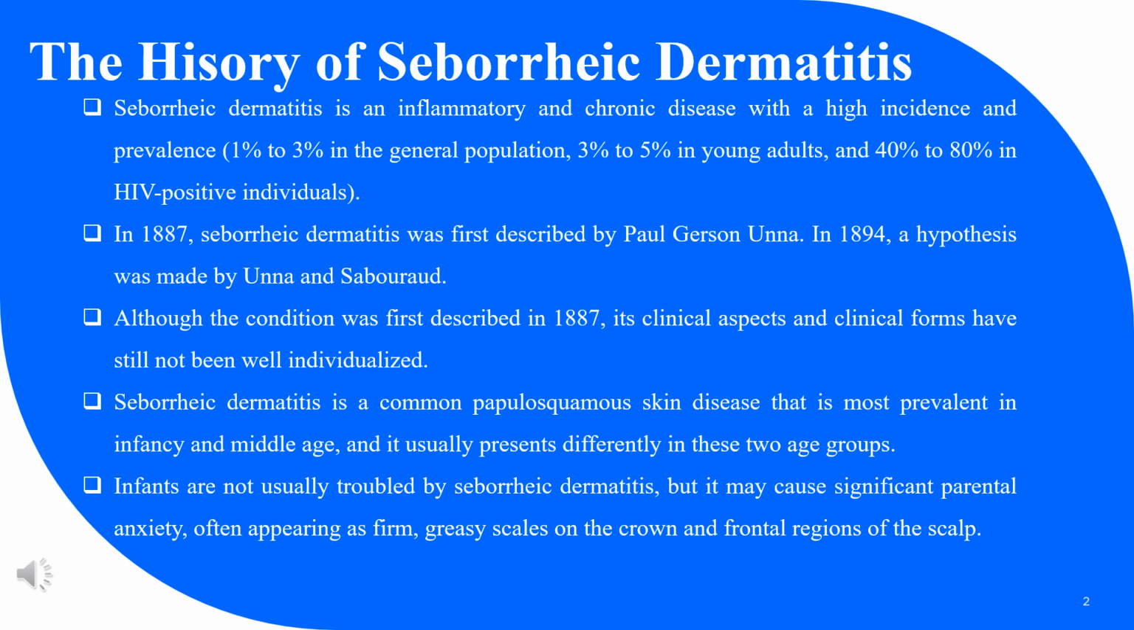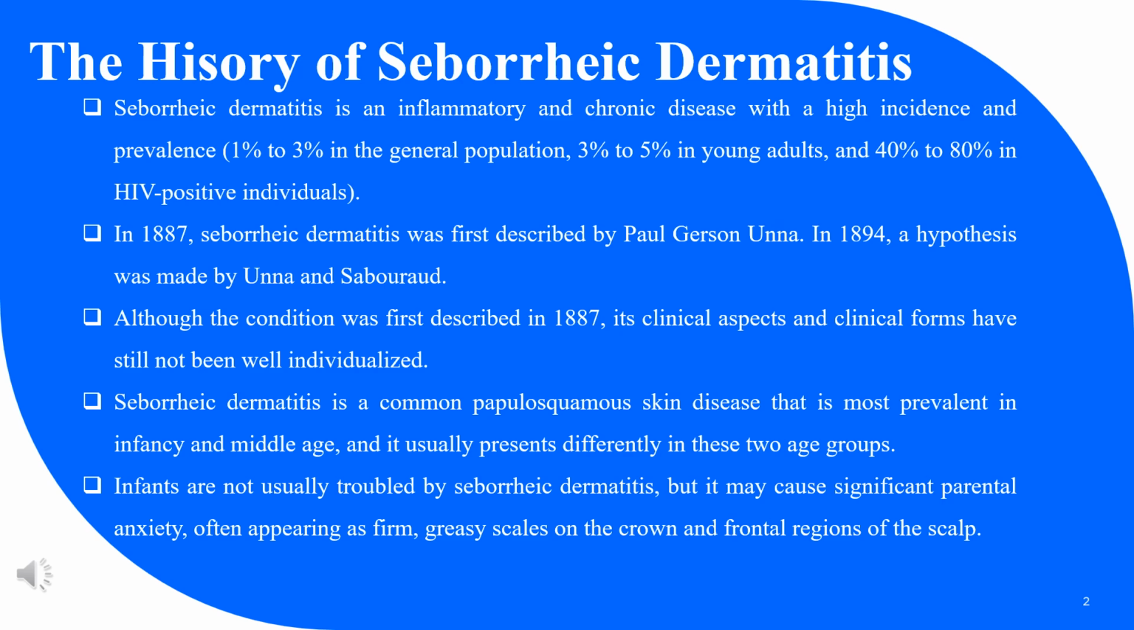Seborrheic dermatitis appears in areas rich in sebaceous glands, particularly the scalp, face, and body folds. Infants are not usually troubled by seborrheic dermatitis, but it may cause significant parental anxiety, often appearing as firm, greasy scales on the crown and frontal regions of the scalp. It occurs in the first 3 months of life and is commonly known as cradle cap. It is mild, self-limiting, and resolves spontaneously in most cases by the first year of life.